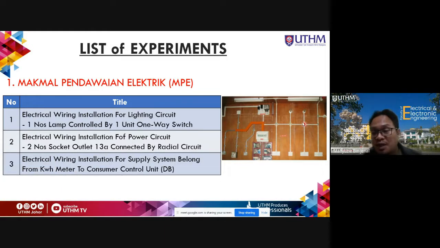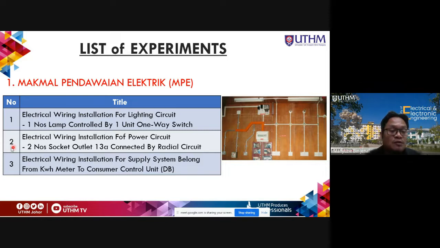For example, we have this bulb or this lamp, and we have the conductor and also this one-way switch. This is very typical, what you have at home. You switch on the one-way switch, and you see one bulb or one lamp will light up. It's very, very straightforward. So you are going to have this type of installation in this particular exercise. So that's one, for lighting circuit.